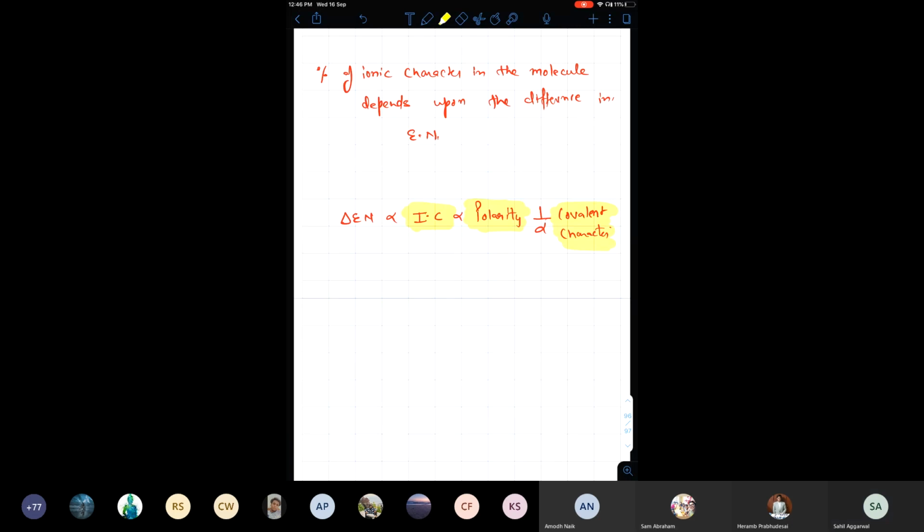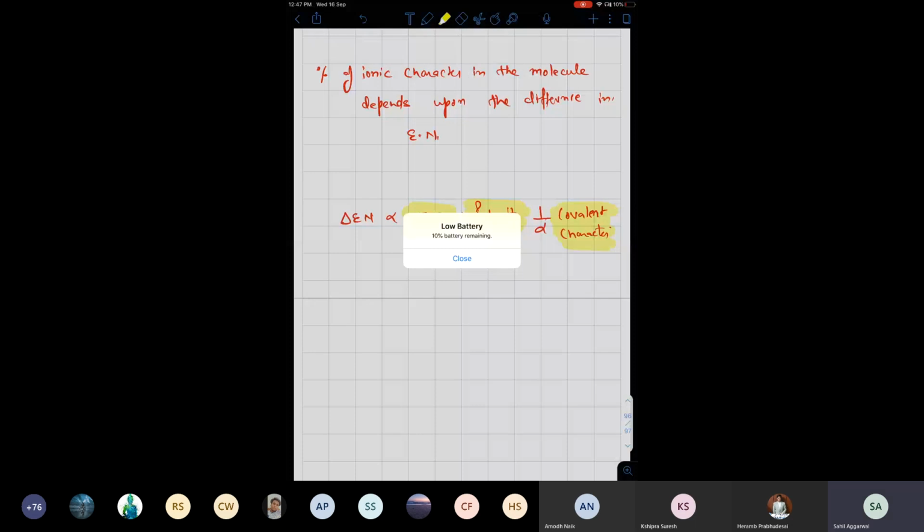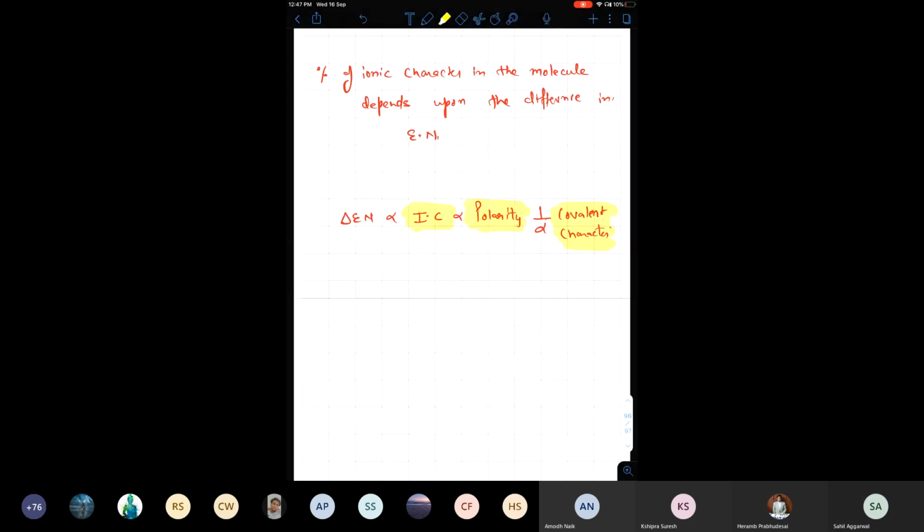More the difference in electronegativity, more will be the shifting of electrons, and hence there will be charge separation. Any doubt till here?